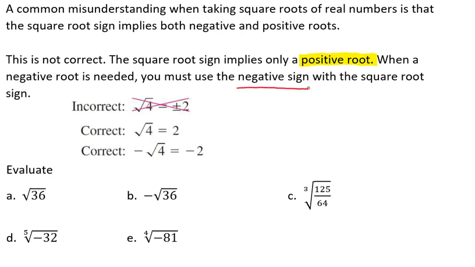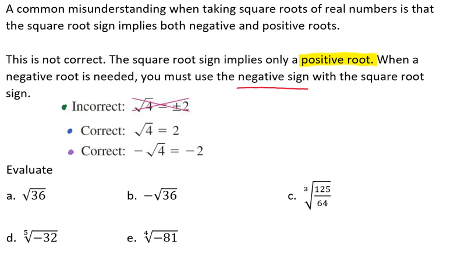So we see in this first example the incorrect way. You cannot say that the square root of 4 is plus or minus 2. What you can say is that the square root of 4 is 2. And you can also say that the negative square root of 4 is negative 2. So let's go ahead and evaluate some of these and let's see what we get.